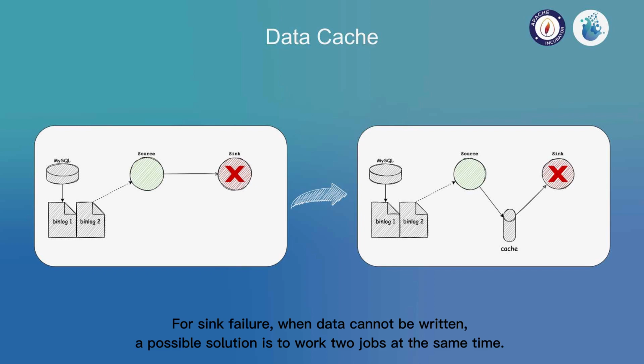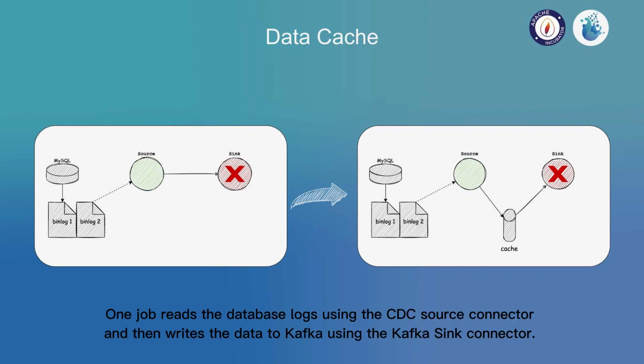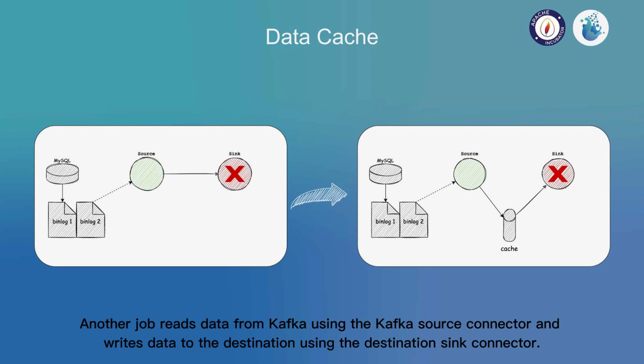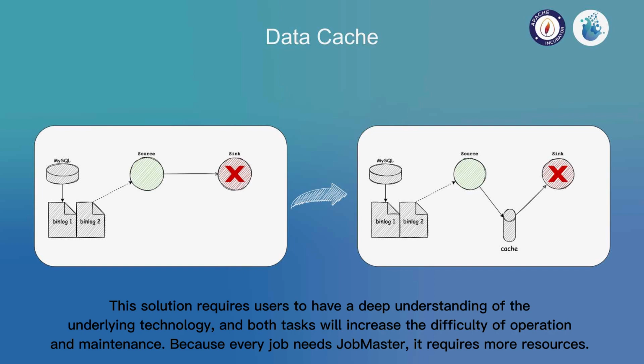For sink failure, when data cannot be written, a possible solution is to run two jobs at the same time. One job reads the database logs using the CDC source connector, and then writes the data to Kafka using the Kafka sink connector. Another job reads data from Kafka using the Kafka source connector, and writes data to the destination using the destination sink connector. This solution requires users to have a deep understanding of the underlying technology, and both tasks will increase the difficulty of operation and maintenance. Because every job needs a job master, it requires more resources.